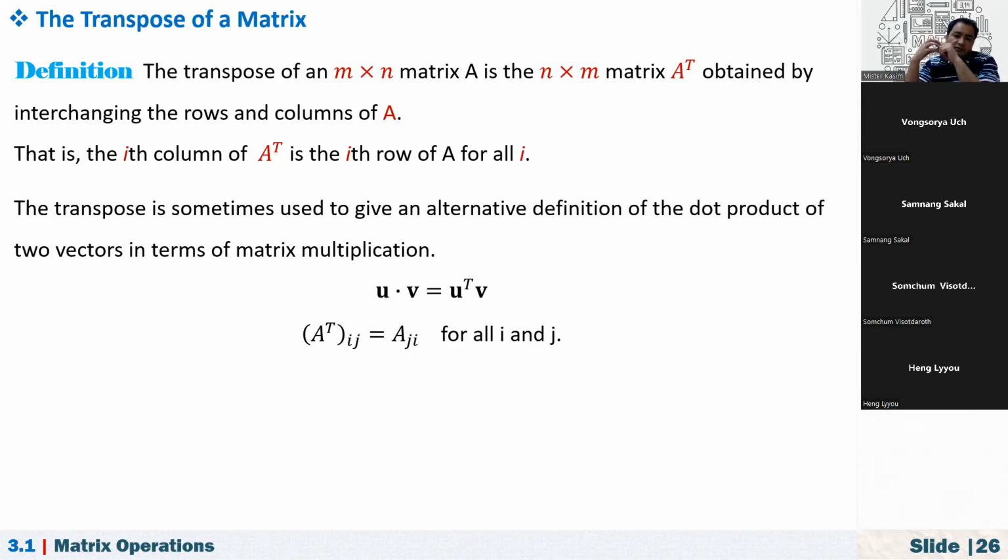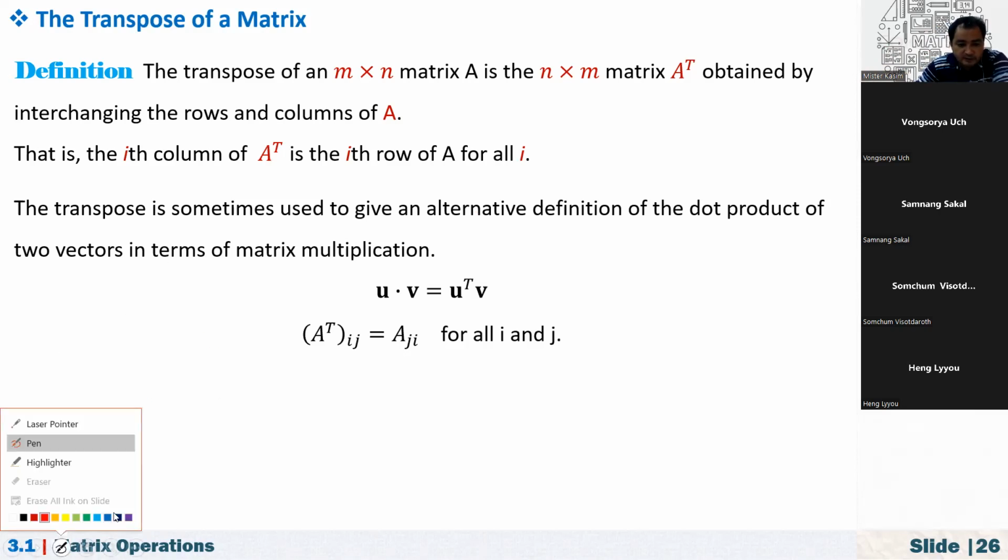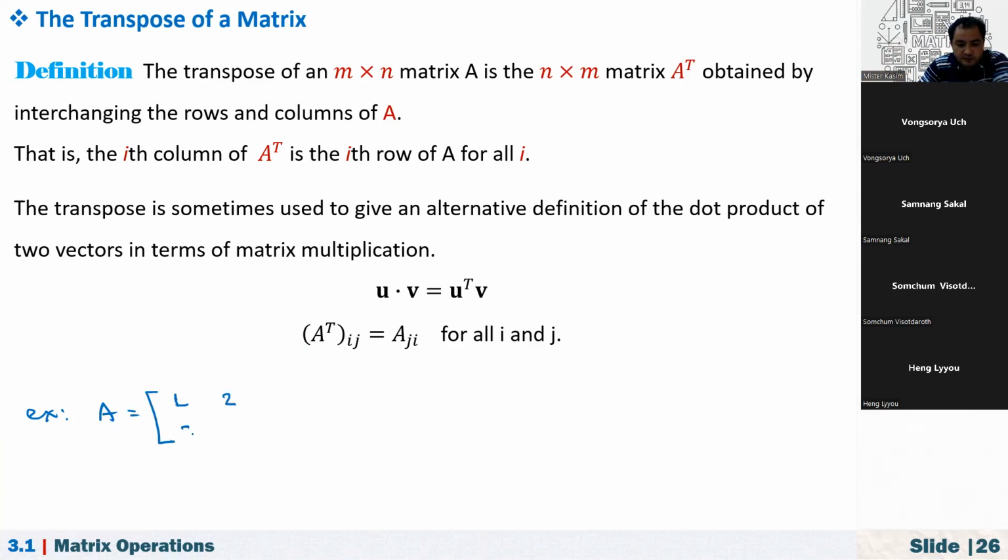That means if you're given a matrix, we have rows, right? And you just write the rows as columns and columns as rows. Then the new matrix is called the transpose of the matrix. For example, let's say we are given matrix A, whose components are 1, 2 and 3, 4. What is A transpose? It is 2 by 3, but anyway, the rows and columns.